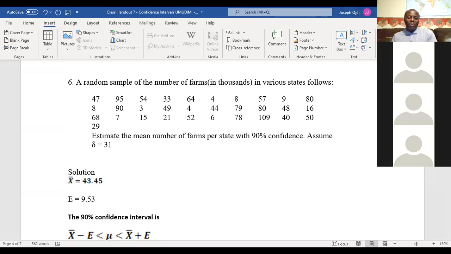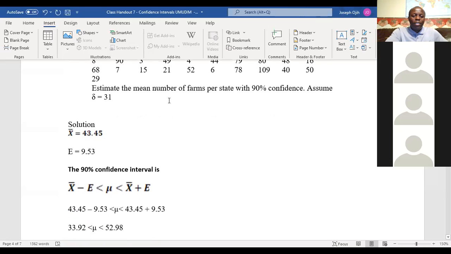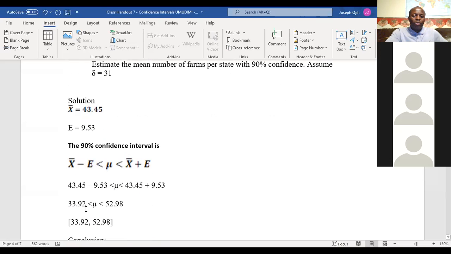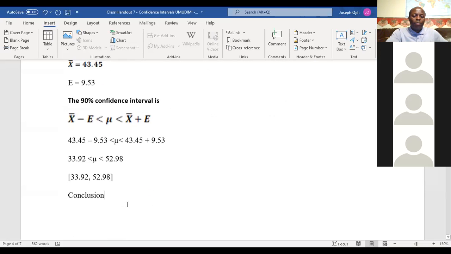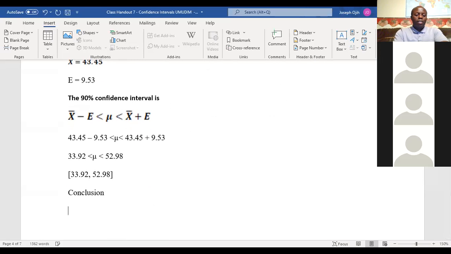So you can say, you made a good attempt. We can say with 90% confidence that each state has on average 33.92 thousand to 52.98 thousand farms. Or we can say we can be 90% confident.